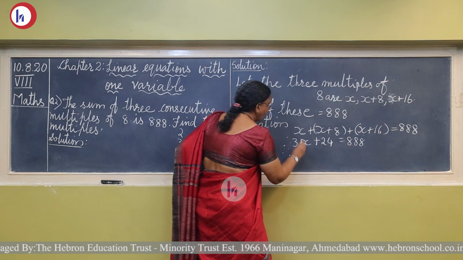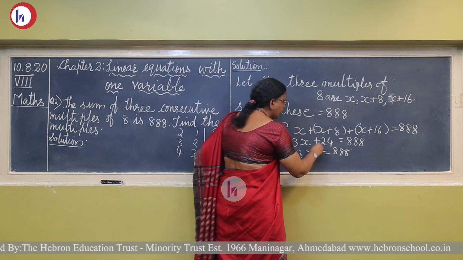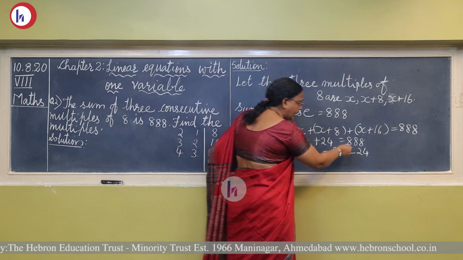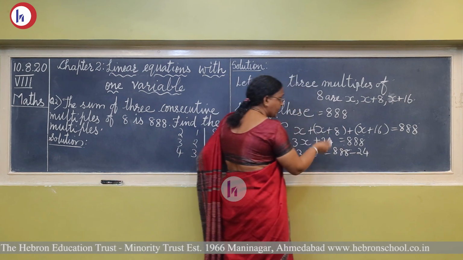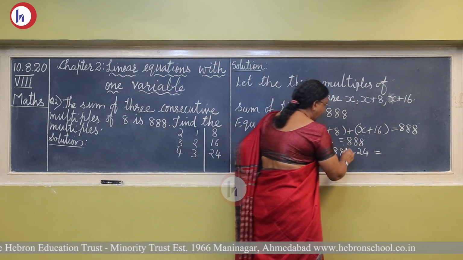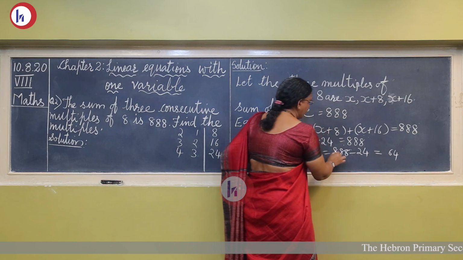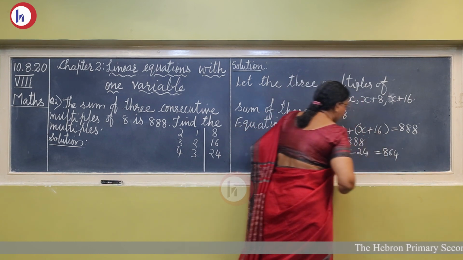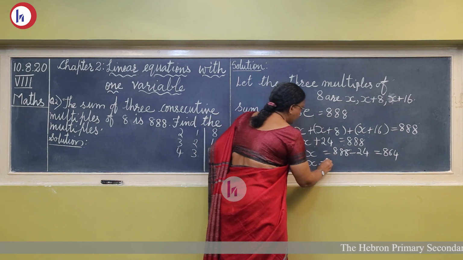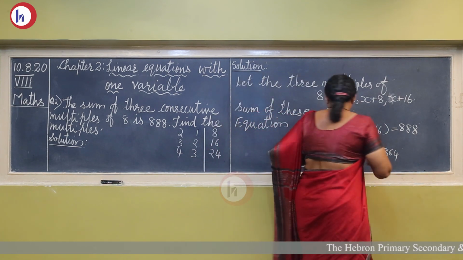Therefore 3x is equal to 888 minus 24. See that here it is plus, and when it goes to the other side of the equal sign, it becomes minus. The sign changes. This is known as transposing. Therefore 888 minus 24: 8 minus 4 is 4, 8 minus 2 is 6, and the 8 is left out. So we get 864. That means 3x is equal to 864.